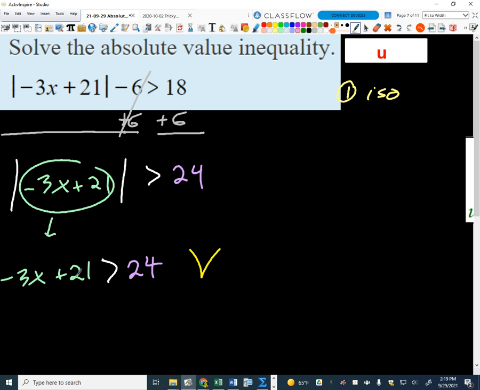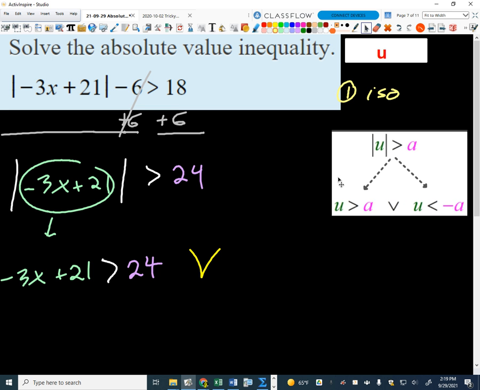Oh, okay, so you're talking about how to solve this? Is that what you're looking at? Okay, good. Right, so we're following, I got you. So we're following this pattern, aren't we? So we did that half of it, right? Whatever's inside, our u, which in this case is negative 3x plus 21, is greater than our number, which is 24. The other part of this is what's inside, negative 3x plus 21, is less than the opposite of the number, the negative number. So negative 24.